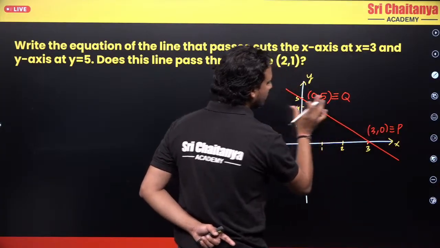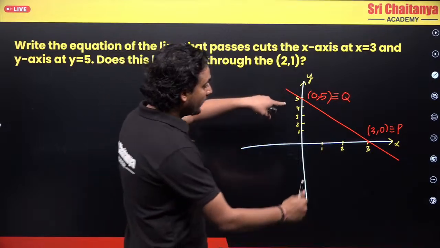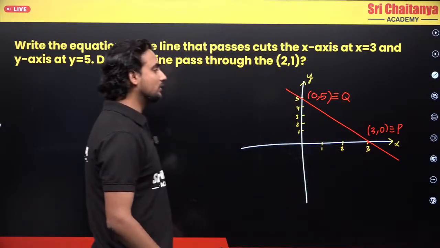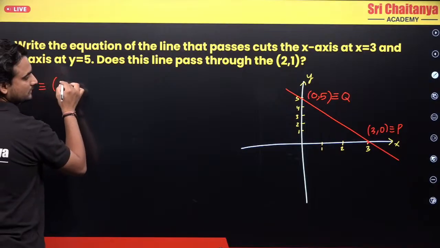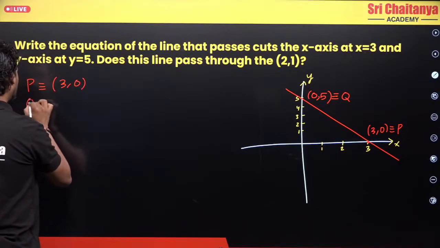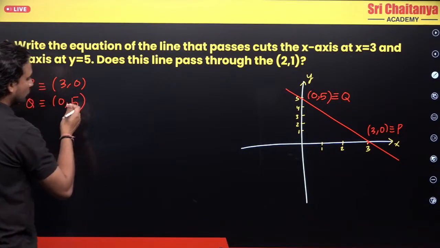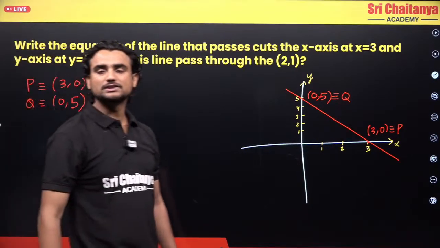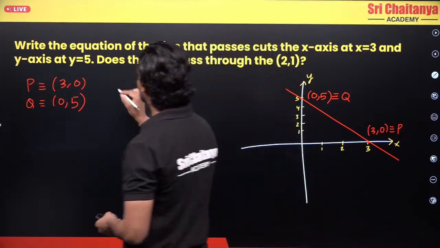So I have my P and Q. So what do I have now? I have 2 points, right? Now I have the knowledge of 2 points which lie on the straight line. So point P is 3, 0, and point Q is 0, 5. Okay, so with the knowledge of 2 points which lie on the straight line, we can solve the equation. How can we solve the equation? By using the 2-point form.